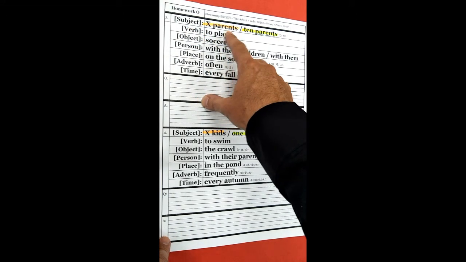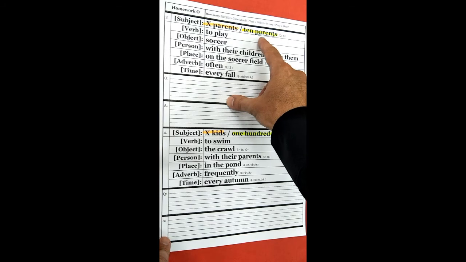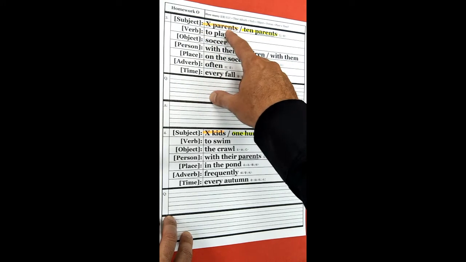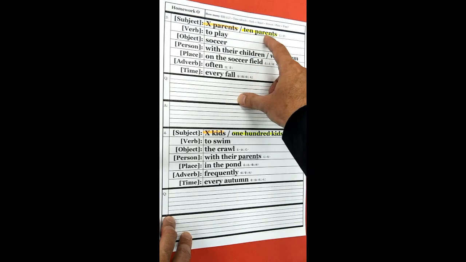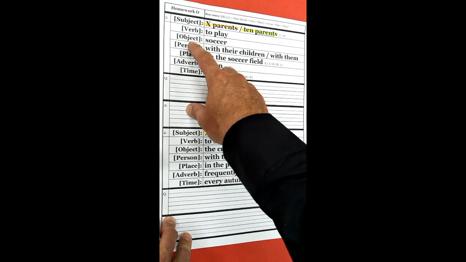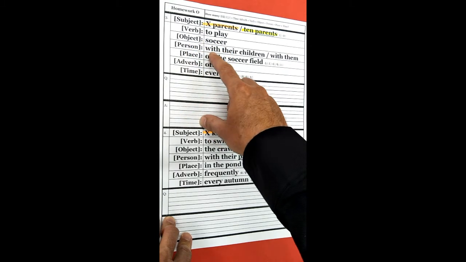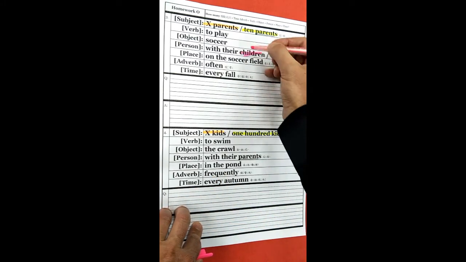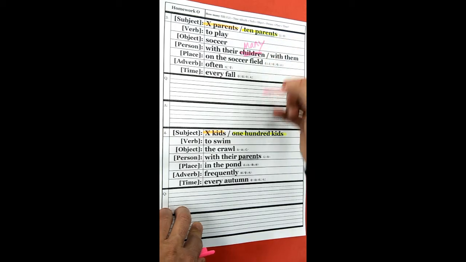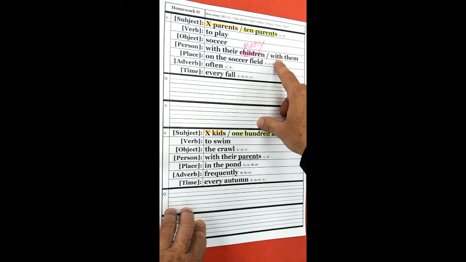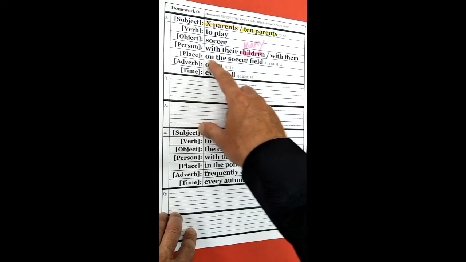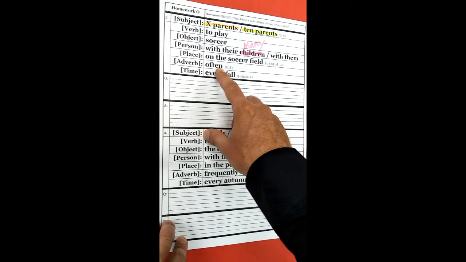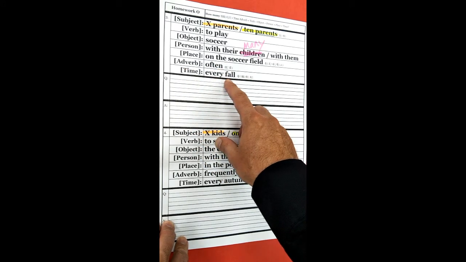Subject, X parents, 10 parents. X parents is the question, 10 parents is the answer. Verb, to play. Object, soccer. Person, with their children. Children is many, one child, many children. Answer: with them. Place, on the soccer field. Adverb, often. Time, every fall.